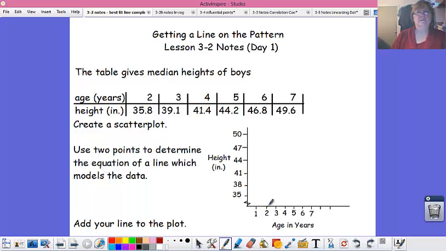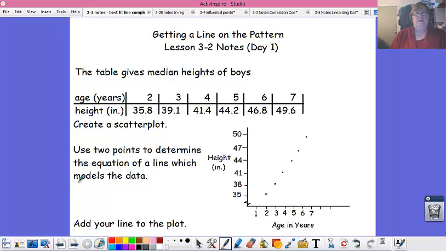According to the table, 2 years old, 35.8, so maybe in there somewhere. 3 years old, 39.1, so maybe perhaps up in there. 4, 41.4. 5, 44.2 approximately. 6, 46.8, almost up to the 47. 7 years old, 49.6. Oh, little growth spurt there it looks like, and that data is fairly linear.